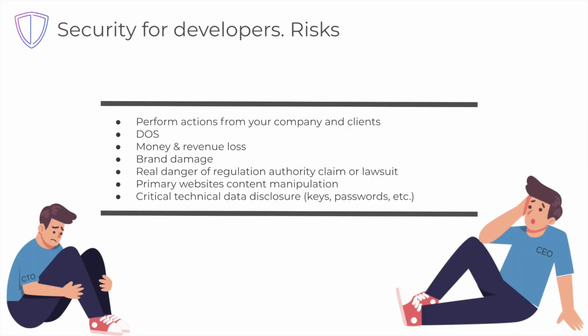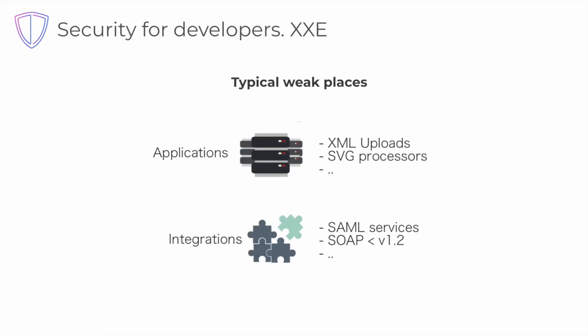Another major risk is the direct manipulation of the site content because, as a rule, the value from the XML file is output directly to the site. Where do errors typically occur? All of the following refers to XML. As for applications, these are XML, SVG files handlers, DOC handlers. With respect to the integration, these are potentially vulnerable SAML services, SOAP below version 1.2.